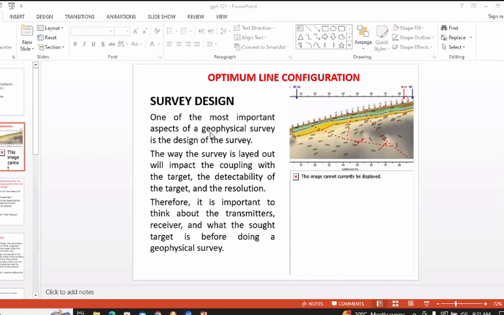So one of the most important aspects of a geophysical survey is the design of the coupling with the target we want to get in the subsurface.